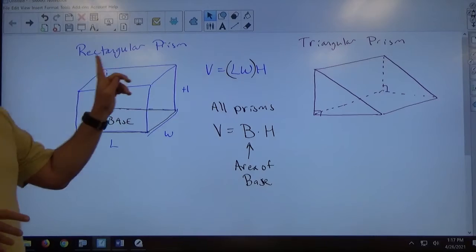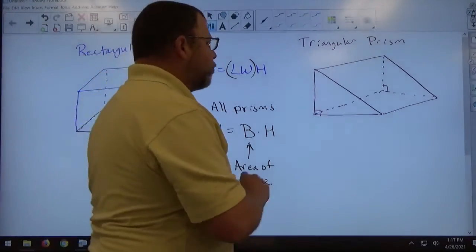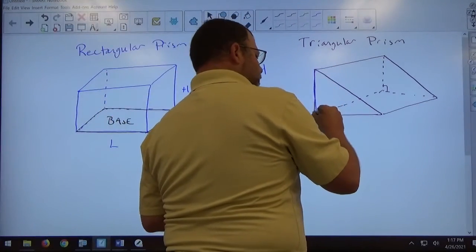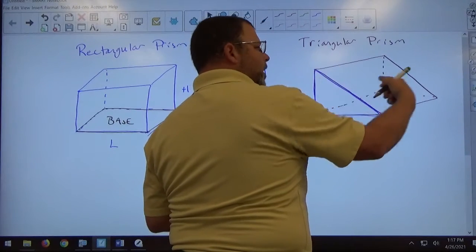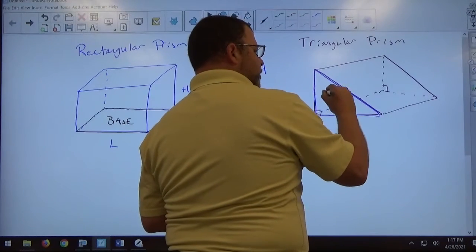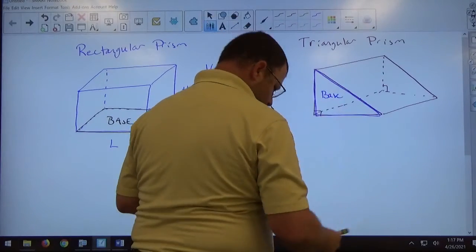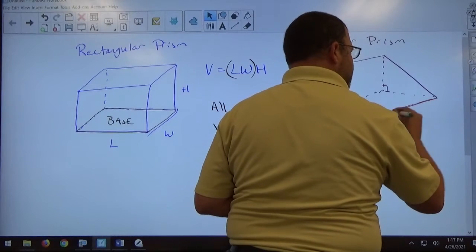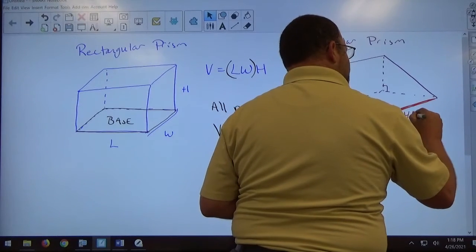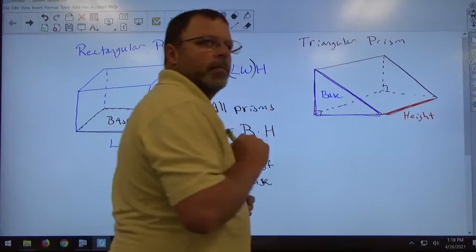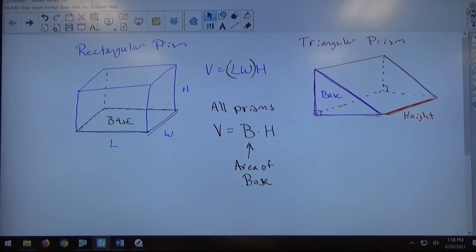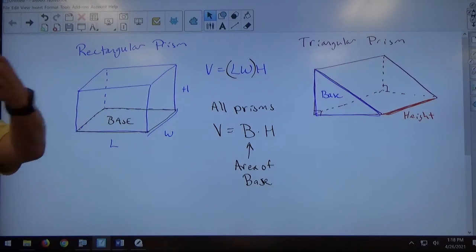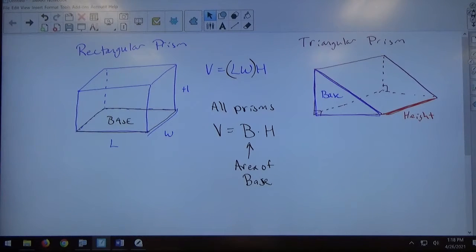So in this triangular prism over here, the triangle is the base, because if you look at this triangle right here, its identical twin is over there. So this is our base, and the distance between the two bases is this dimension here. That's the height. Okay, so height doesn't always have to be up and down. It could be left and right, whatever. All right? You find the base, you find the other base, how far apart are those bases? That's what height is for the sake of this formula.